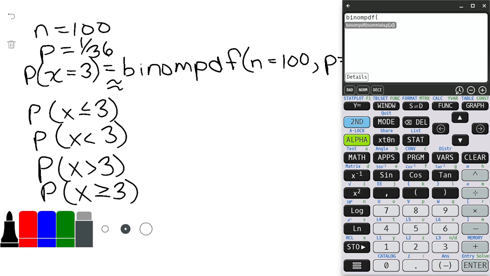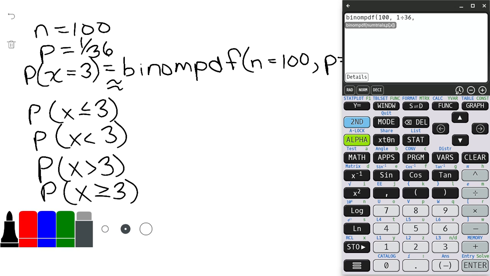Now again, if you're using a newer version of an 84 or an 83 or whatever, it may look a little different. As soon as you hit binomial PDF, it might say n equals, and then you just fill it in, and it might say p equals, and then you fill it in, etc. On this version, I need to fill in the values according to the syntax, so 100, comma, and then the next thing is the probability. If I were to do 1 divided by 36 separately and round it, I'd lose a little bit of accuracy, so I can just do that.